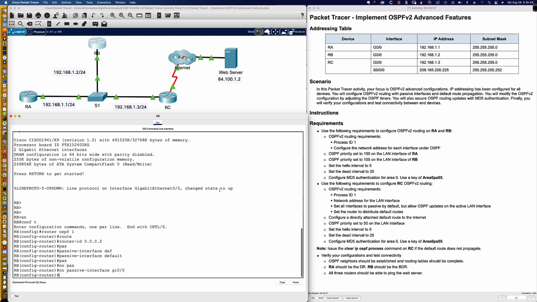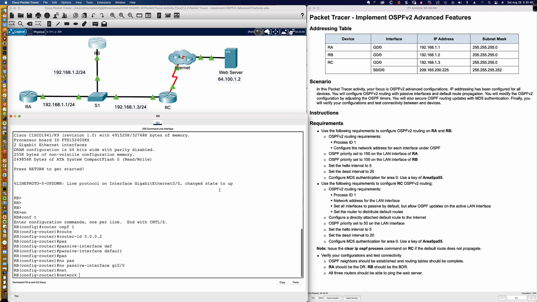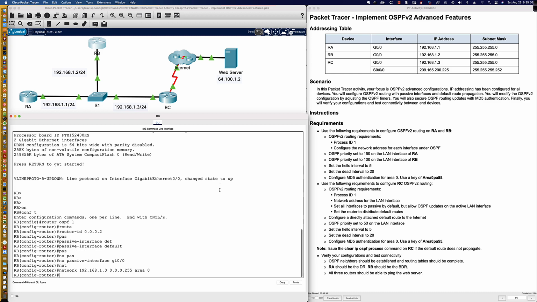Because that is the only interface on router B. We're going to throw a network statement in here for 192.168.0.1, wildcard 0.0.0.255, and it's going to be area 0. Now, if type 2 authentication was not configured between router A and router B, we would see the adjacency come up at this point because we have enough configuration here for that to happen.